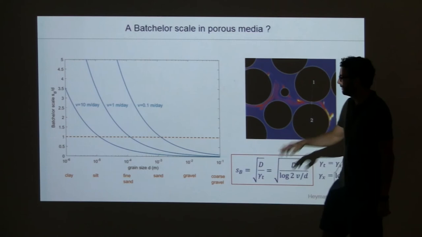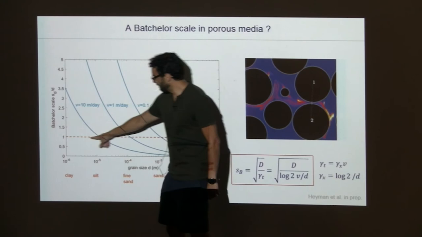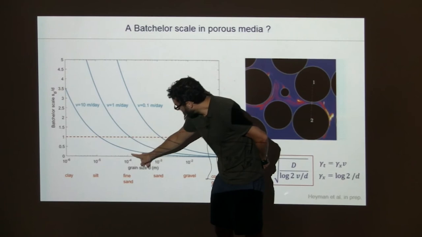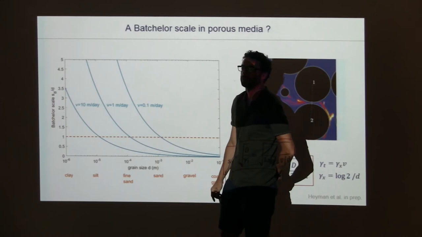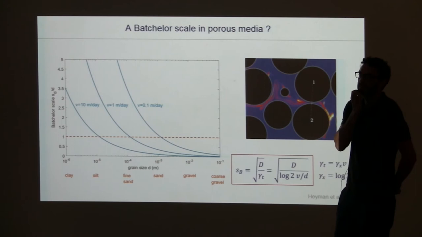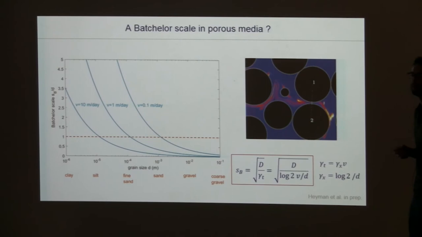What we see is that this is the Batchelor scale normalized by the grain diameter. So this here is where it is equal to the grain diameter. If we take 1 meter per day, we see that only for a grain size smaller than 10 to the minus 4 meter, so 0.1 millimeter, 100 micrometers, we are fully mixed at the pore scale. It's a little bit preoccupying, but then I will show, if I have time, that there is another process that Jesus mentioned, coalescence, that actually balances this effect a little bit.